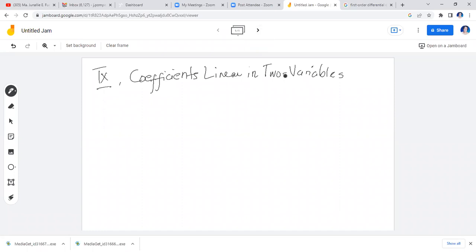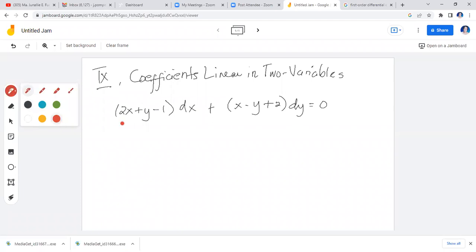Okay, so you can have here (2x + y - 1) dx + (x - y + 2) dy = 0. Now, what are the coefficients that are being referred to in here? So the coefficients of your DE are these, the 2x + y - 1 and the x - y + 2. These are the coefficients.